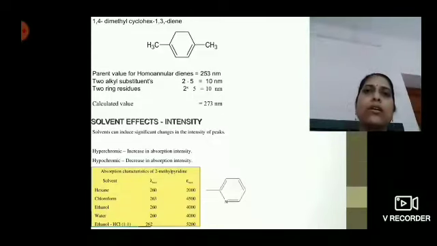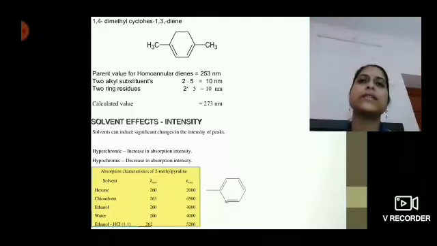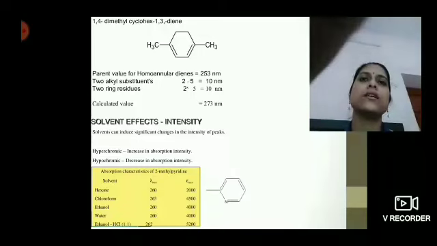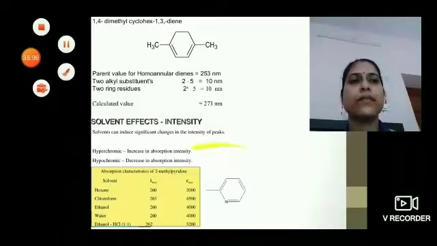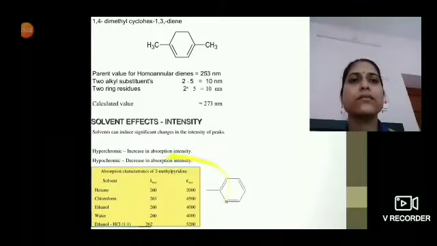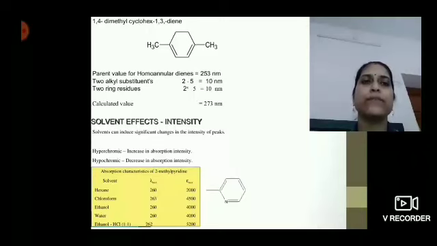Now solvent effect on intensity. These are some values of lambda max and extinction coefficient. You will see the schematics here. These are some values. This is for your knowledge when you are going to perform UV visible spectroscopy.